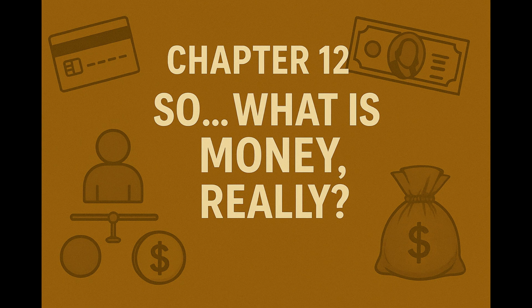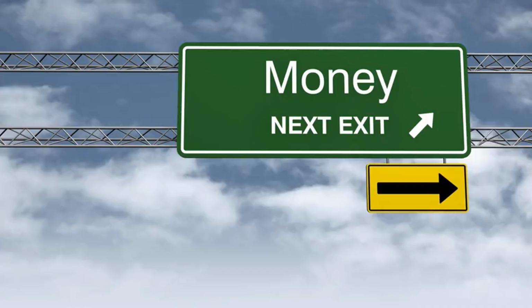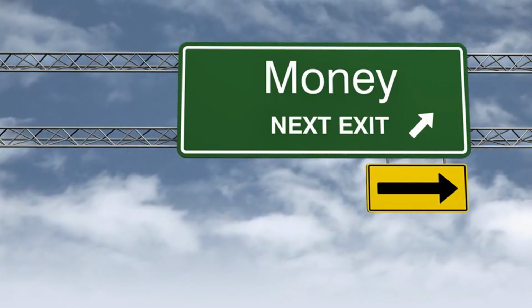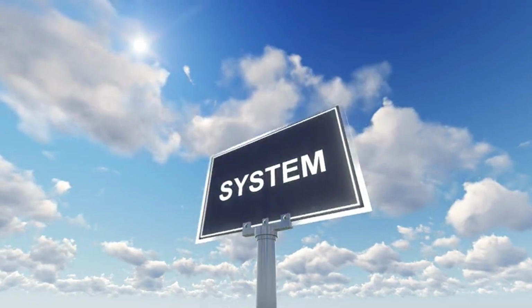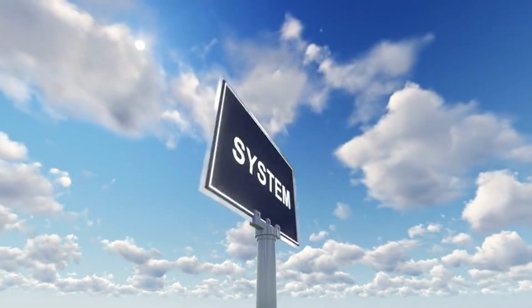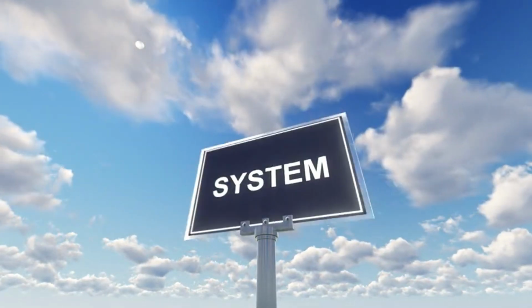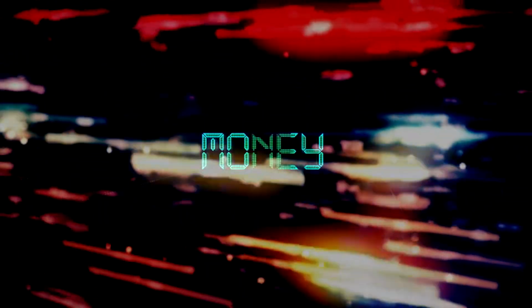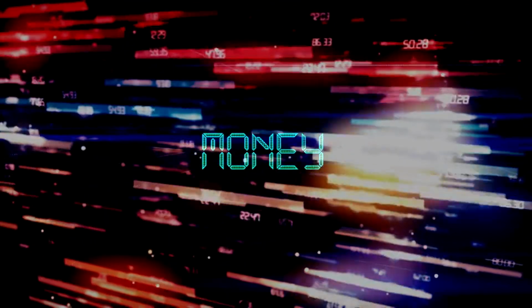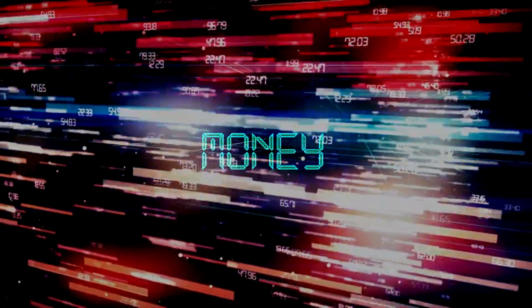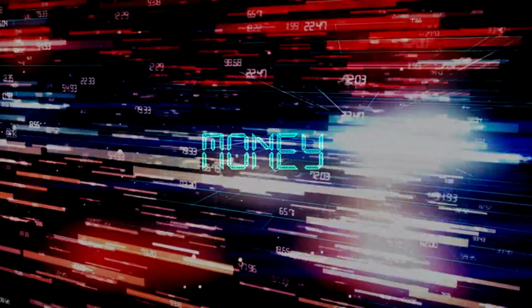Chapter 12. So, what is money really? In the end, money is not a thing. It's an idea. It's a system built on trust, maintained by institutions, and shaped by culture. A dollar, a coin, a crypto token, they all mean nothing if no one believes in them. Money is a medium of exchange, a symbol of value, a technology of coordination, and a story we all agree to tell. That story is constantly evolving.